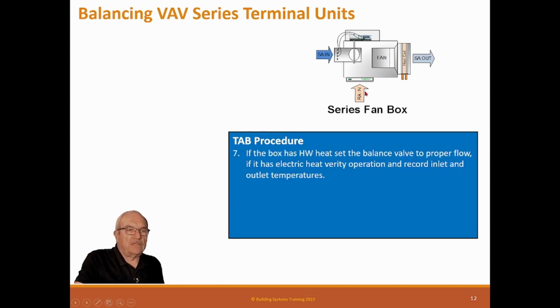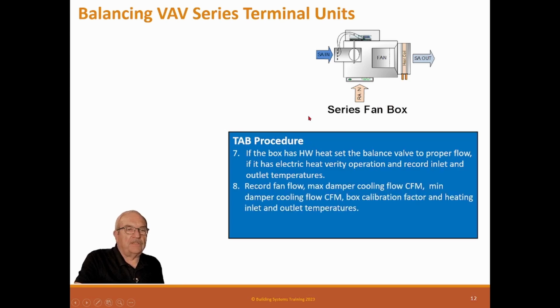If the box has hot water heat, balance the valve to proper flow. If it has electric heat, test the heater. Record the maximum flow of the fan, the maximum damper cooling flow CFM, the minimum damper cooling CFM, and box calibration factors, heating inlet and outlet temperatures. Best practice is also to read the inlet box static pressure for repeatability.